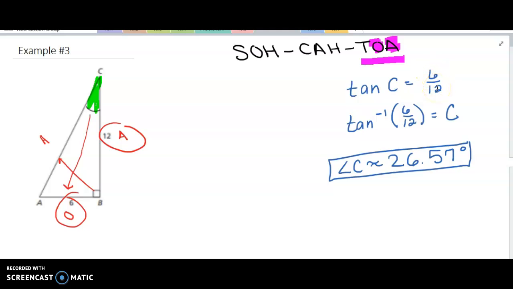After we get here, we know the value of tangent of C. We want to know what's the angle measure, so that's when we use inverse. Remember, when we use inverse, we flip these. So I'd say inverse tangent of 6 over 12 equals C, and if you put this into your calculator, you would get roughly 26.57 degrees.